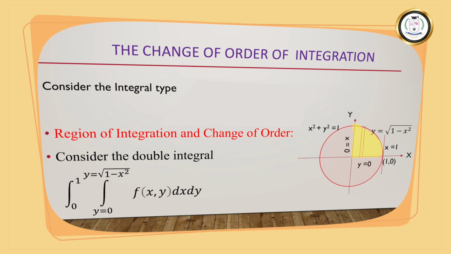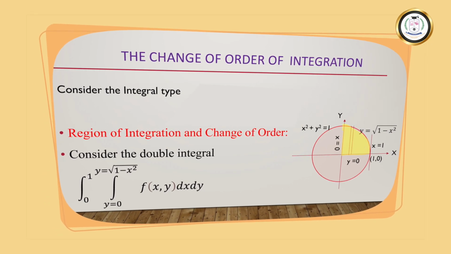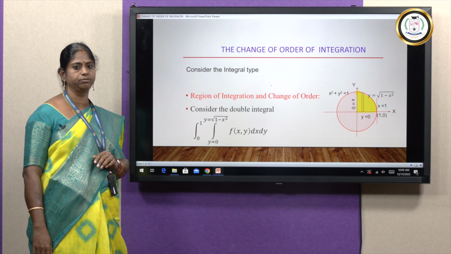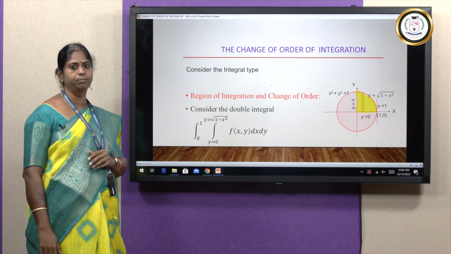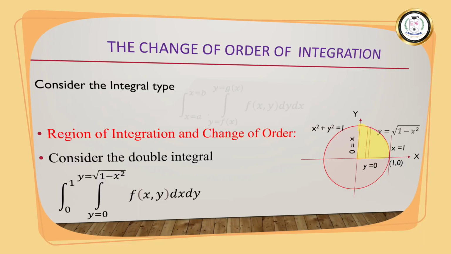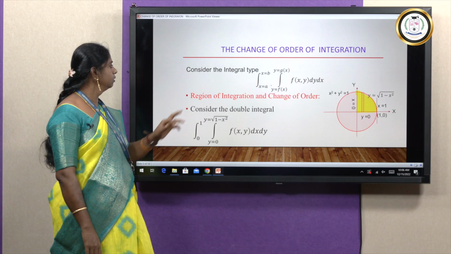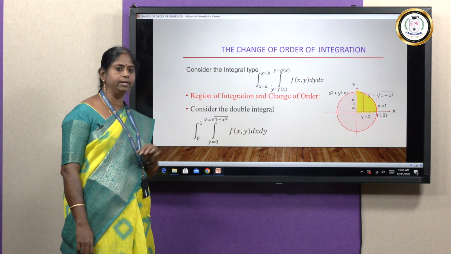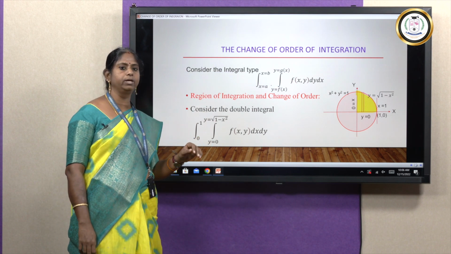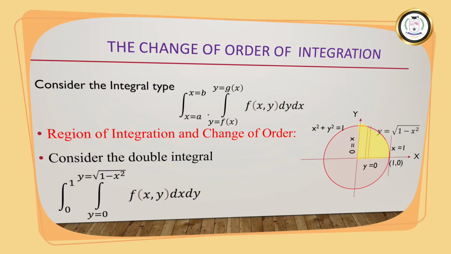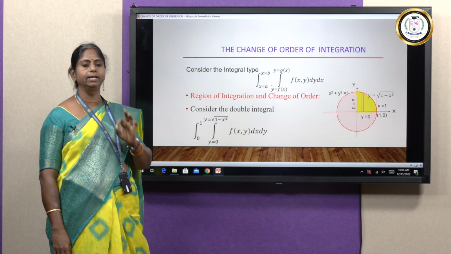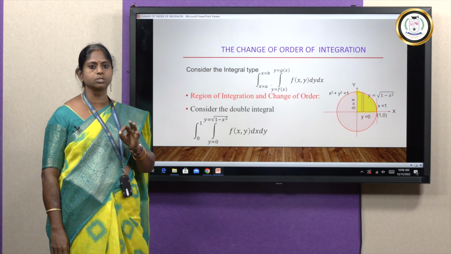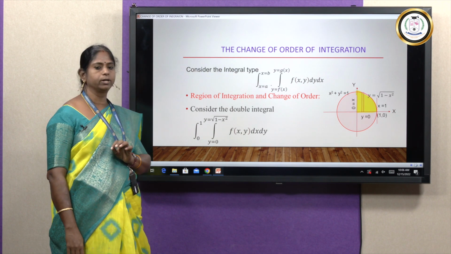When I have variable limits, you must see the limits and what order should be considered. So we will go for an example. Consider this integral type: the integral x equal to a to b, y equal to f of x to y equal to g of x, and whatever the integrand. Now look at what your variable limit is. That is for y. Y is equal to f of x to y equal to g of x. So you must integrate the function with respect to the variable y only.